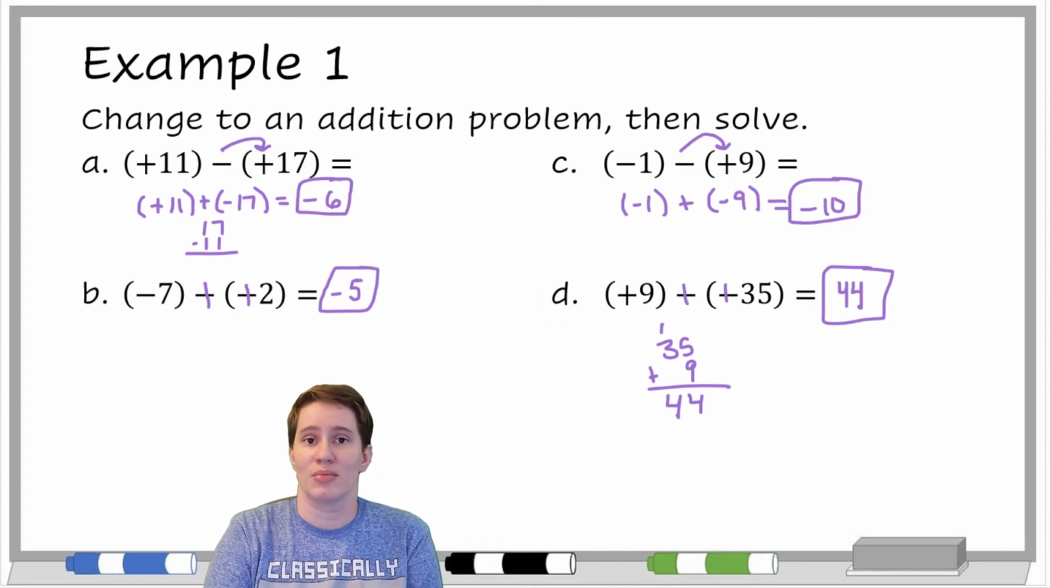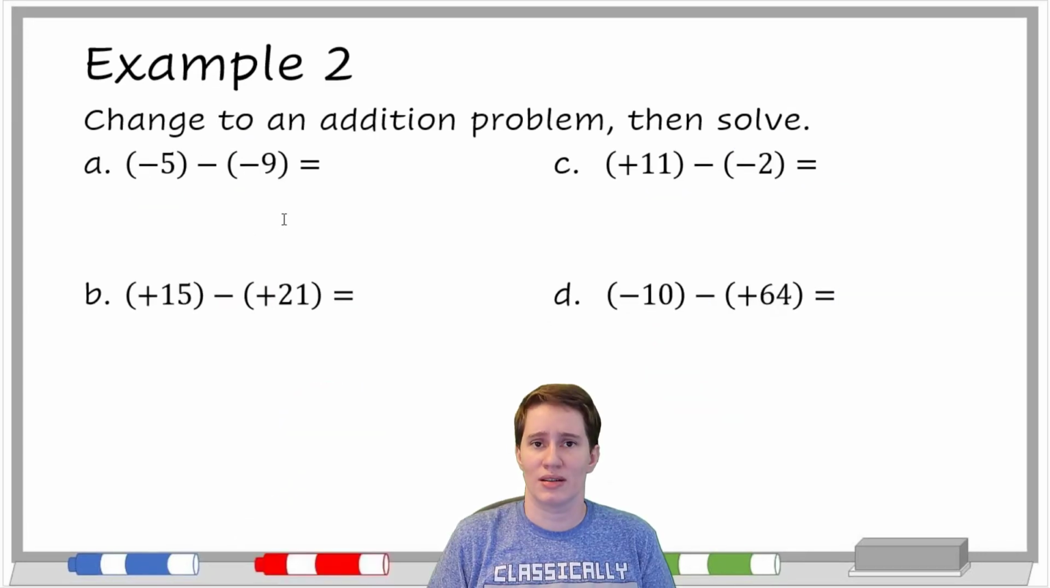So let's look at example 2. Example 2 has the same instructions. Change to an addition problem, then solve. So again, pause the video if you feel like you've got the hang of this, and then start it back up when you're done or stuck. Negative 5 minus negative 9. Two negatives next to each other is going to make a plus plus. So we've now written it as addition, and now we need to think negative 5 plus 9.